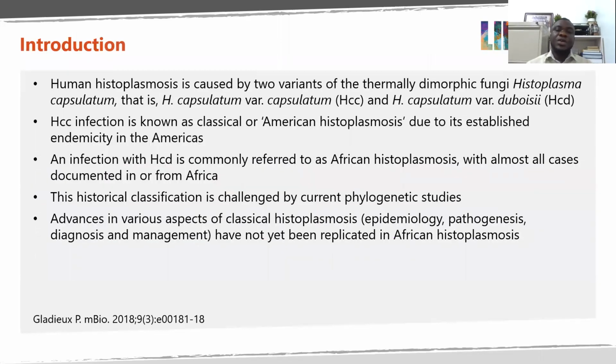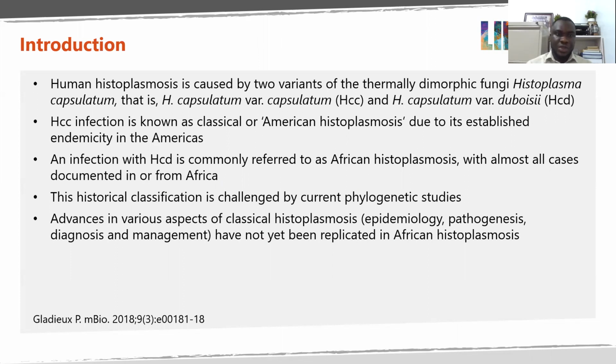Histoplasmosis is caused by the thermally dimorphic fungus Histoplasma capsulatum. Historically, there are three variants: variant capsulatum, duboisii, and farciminosum. Capsulatum and duboisii are known to cause human infections, whilst the variant farciminosum causes infection in horses.